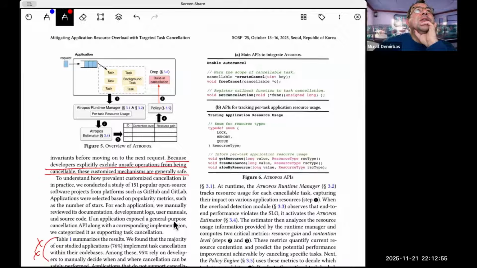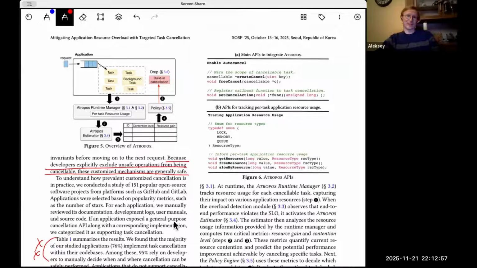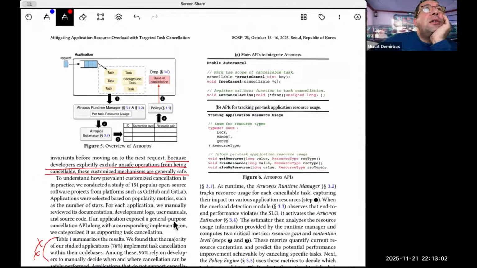Is this using AI? Yeah. Three contention rules. It would have been in the abstract or intro if it were, yeah, we would have known. Policy, and building cancellation. Okay, it's going to talk about the runtime manager in 3.1 and 3.2, estimator 3.4. What is 3.3 then? Policy 3.5, dropping 3.6.